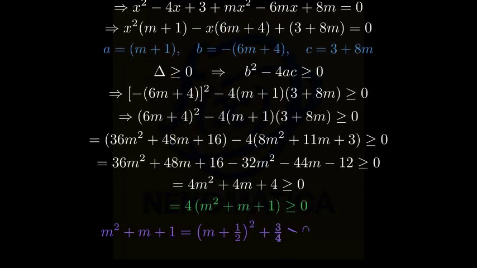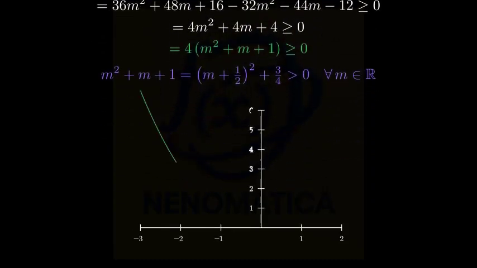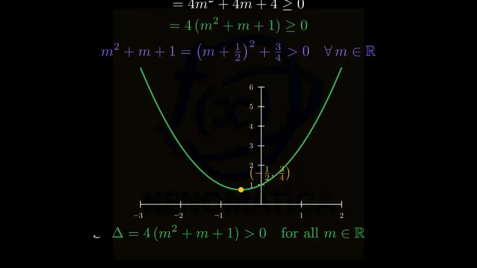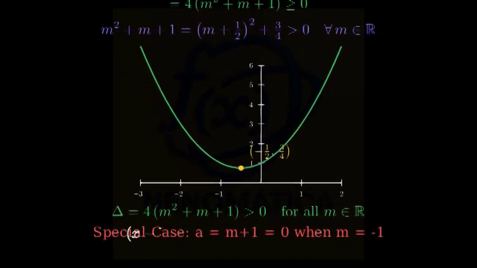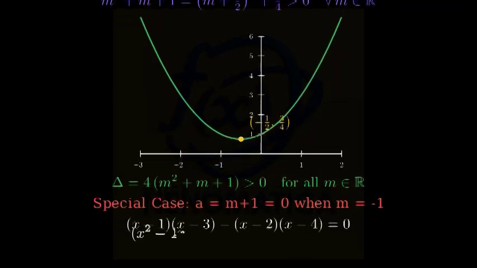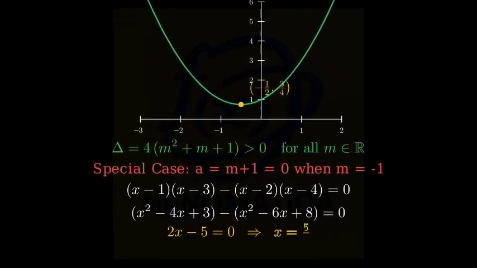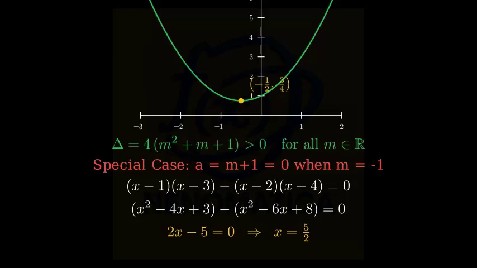Step 5. Show that m² + m + 1 is always positive. Complete the square. m² + m + 1 equals (m + 1/2)² + 3/4, which is strictly greater than 0 for every real m. Step 6. Since m² + m + 1 is always positive, the discriminant equals 4 times that, which is strictly positive for all m. That guarantees 2 distinct real roots whenever the quadratic coefficient m + 1 is not 0.